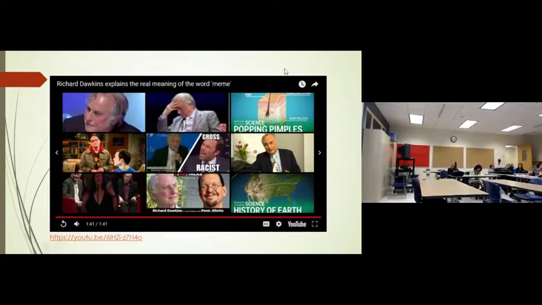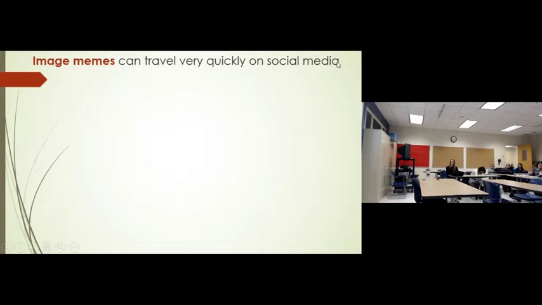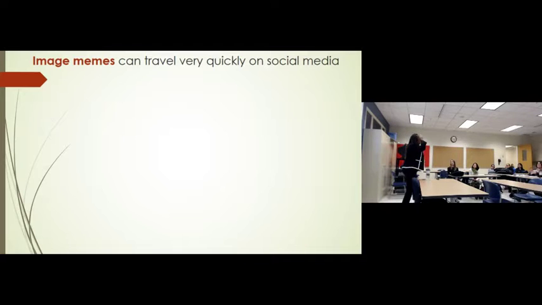So one of the things he didn't emphasize as much as I would have liked is the idea that even though it replicates, it undergoes a process of variation, which makes it suitable for selection. So recently, I'm going to use an image meme as an example. We have this image meme, and they can travel very, very quickly on social media, as we all know.